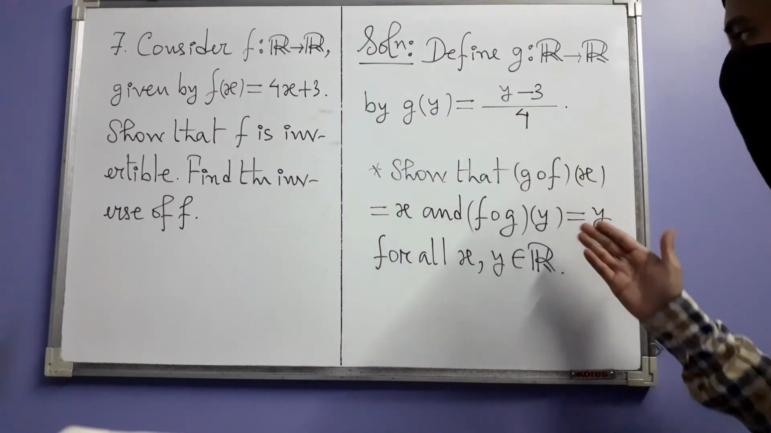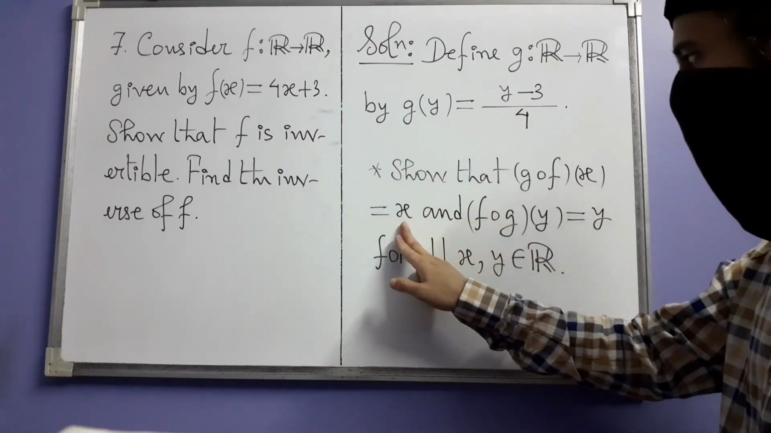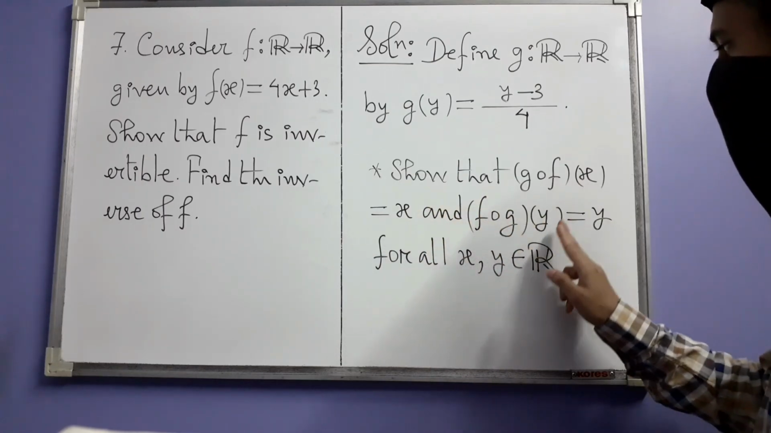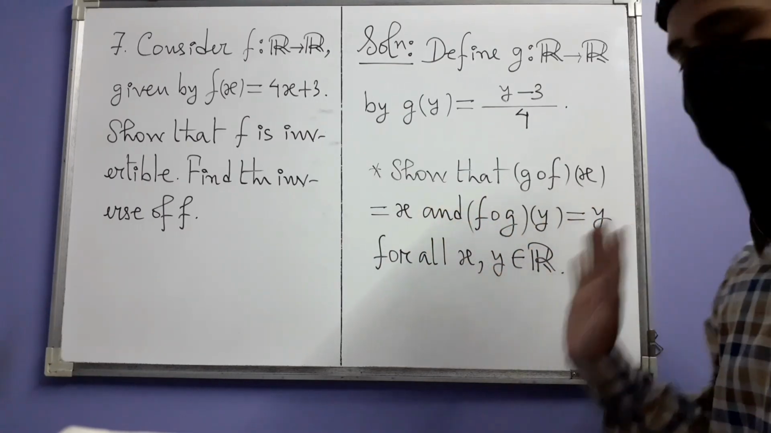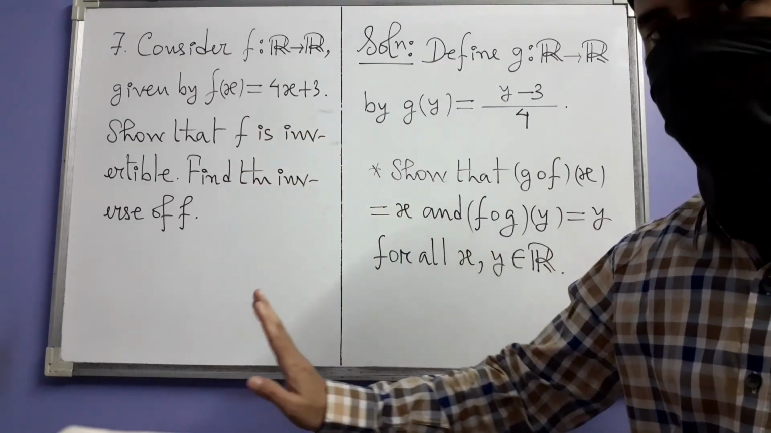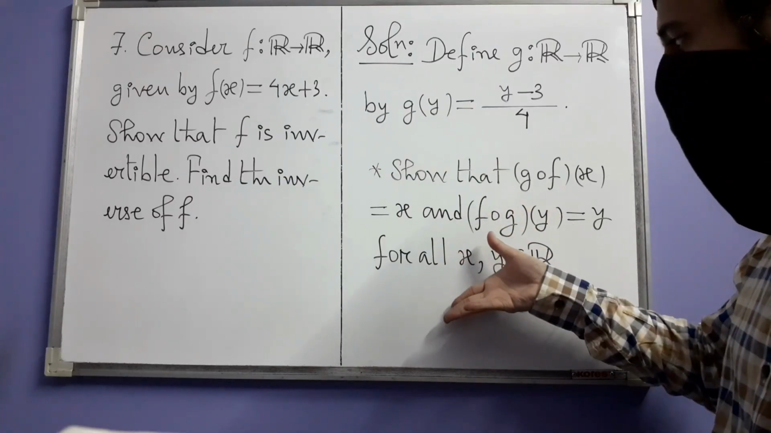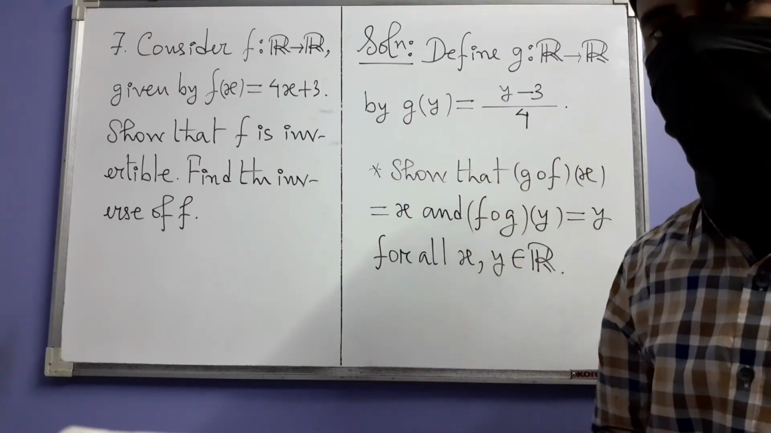Now these are the two things that you have to show. Show that g composition f of x is equal to x and f composition g of y is equal to y for all real numbers x and y. That's what we did in the previous solution also, right? This part is left to you. Once you show these two things, then g will be the inverse of f.